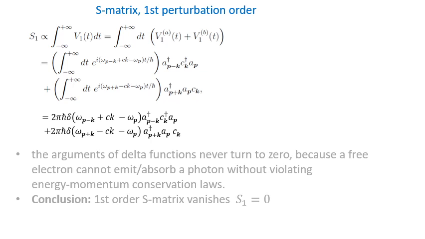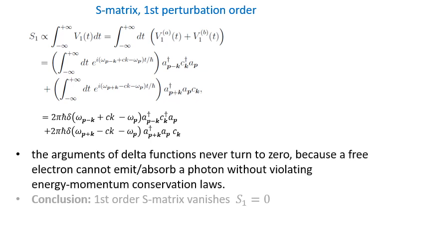Now return to the first order S matrix. Using the acquired knowledge, we calculate S matrix contributions as products of operator factors and energy delta functions. Arguments of the delta functions never turn to zero because this is forbidden by the energy conservation law. This means that the first order contribution to the S matrix vanishes.